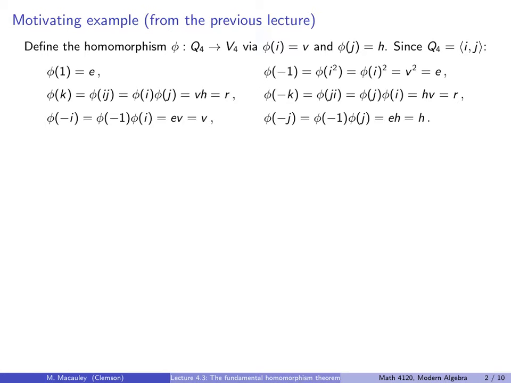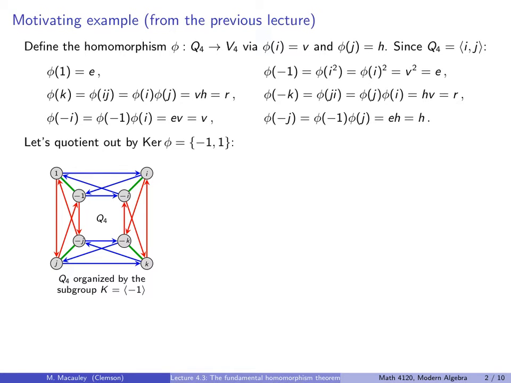Since I and J generate the quaternion group, it was relatively easy to determine the image of the other 6 elements, and this is what they were. Let's quotient out by the kernel of phi, which is the elements -1 and +1. The first step is to organize the Cayley diagram by the subgroup K, which is the kernel, which is generated by -1, so that's right here.